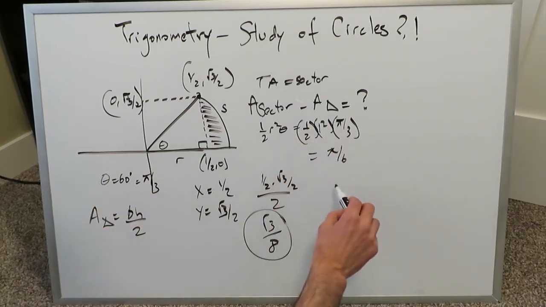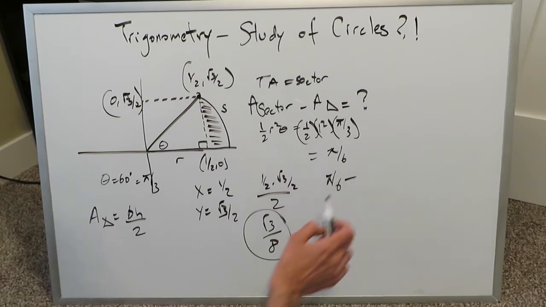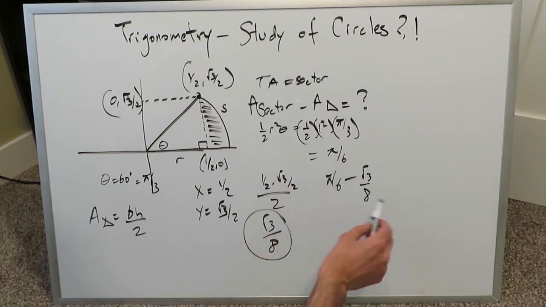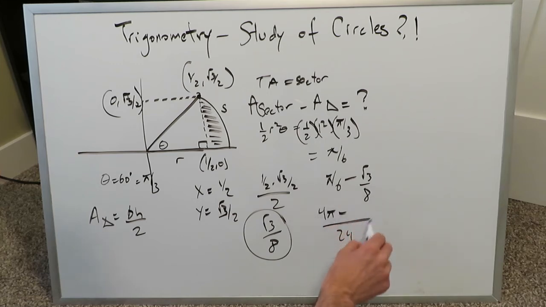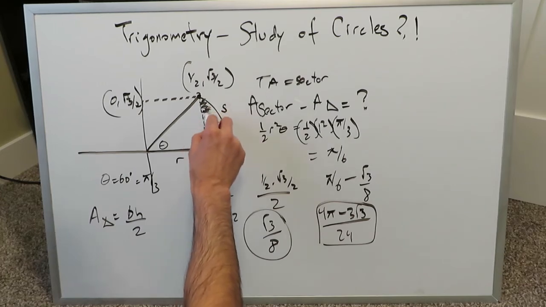So what's this leftover area? It's the area of the sector minus root 3 over 8. You could write this as a convenient answer with a common denominator of 24. 6 goes into 24 four times. So 4 pi minus 3 root 3, over 24, would be the area of this shaded portion right over here.